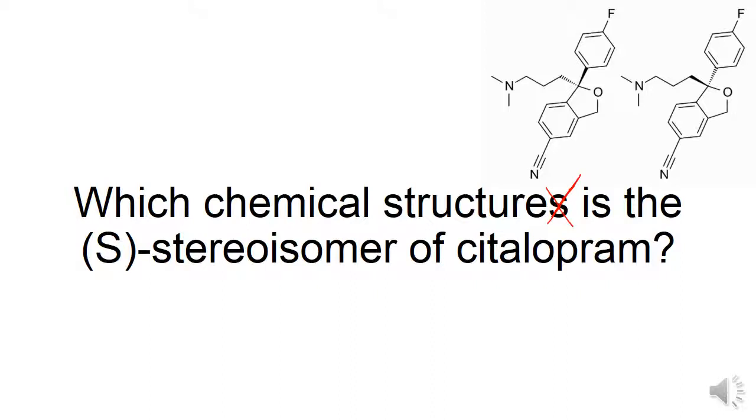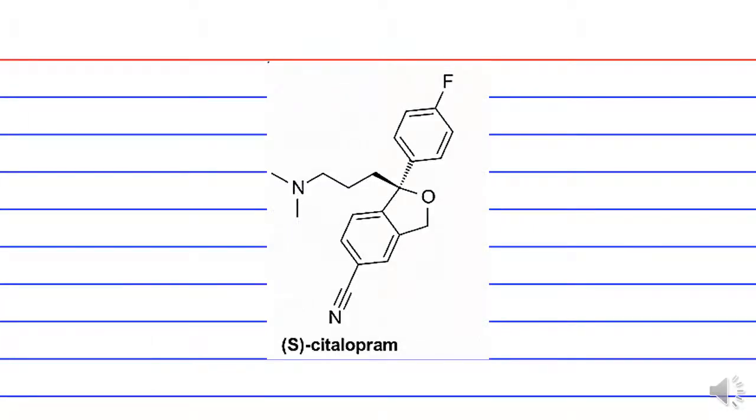out of the Cahn-Ingold-Prelog naming rules. And so R is Latin for rectus, and that means right-handed, or spinning to the right or clockwise, whereas S, as you see right here, is shorthand for the Latin word sinister, which means left or left-handed or counterclockwise, okay? So which chemical structure is the S stereoisomer, this one?